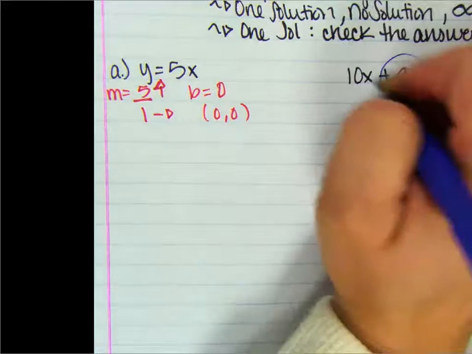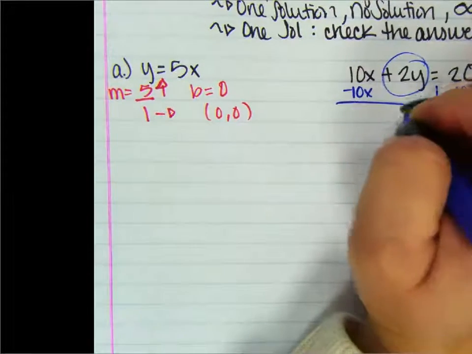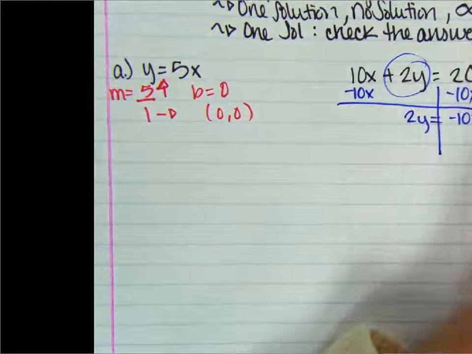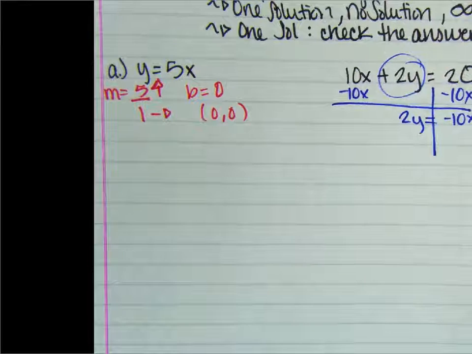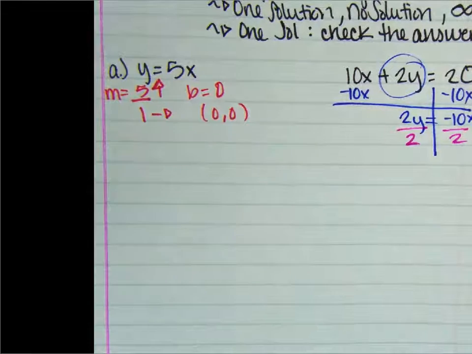We're going to draw our line. We're going to circle our 2y. We're going to subtract the 10x from both sides. We get 2y equals negative 10x plus 20. Now what am I going to do? Divide what by 2? Everything. Divide everything you see by 2.